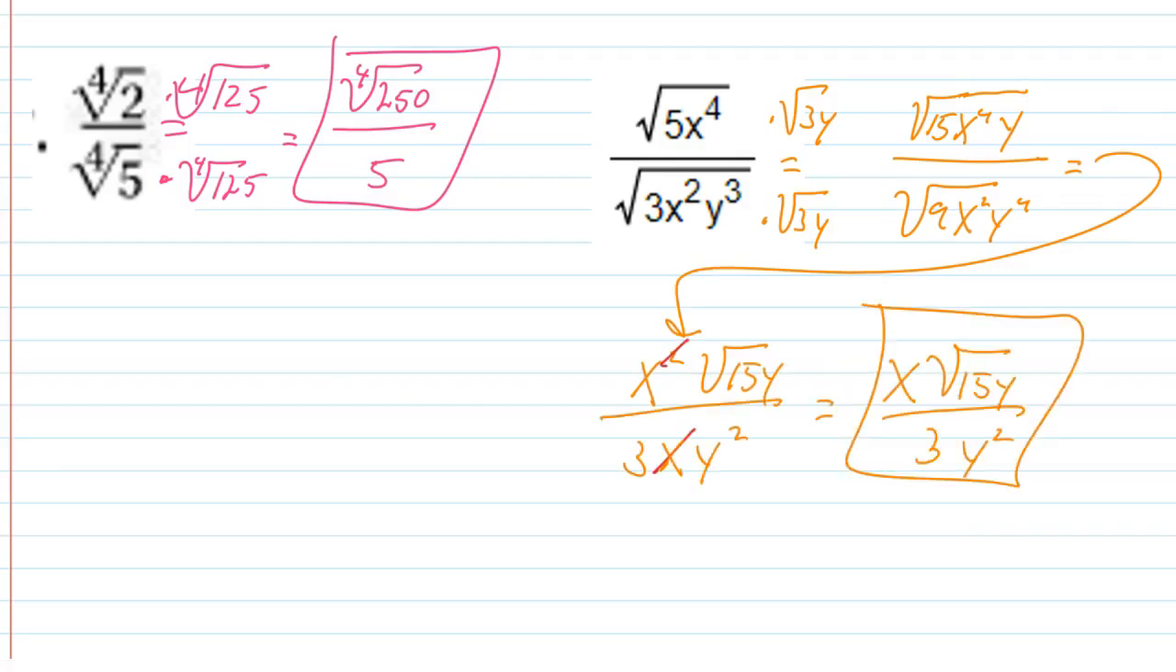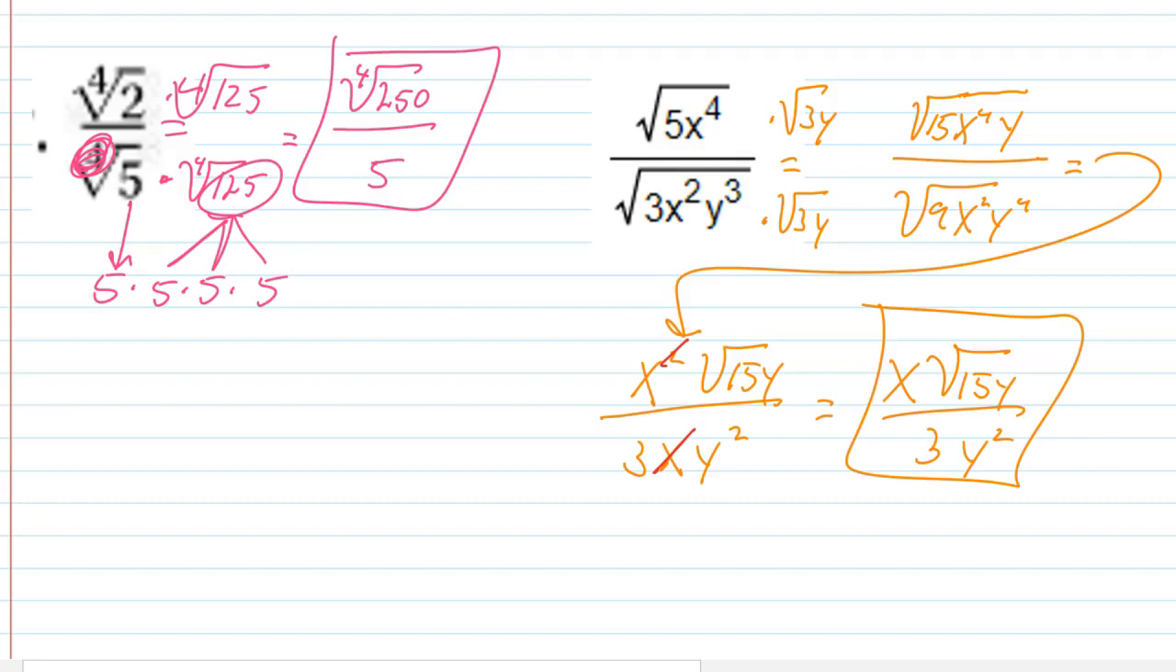So for the top one, we had to multiply by 125. Why? Because I need 4 5s. 5 times 5 times 5 times 5. The 125 gave me 3 of the 5s. This gave me the 4th 5. That way I can take the 4th root and get 5. Meanwhile, what you do to the bottom, you do to the top. 2 times 125 is 250.